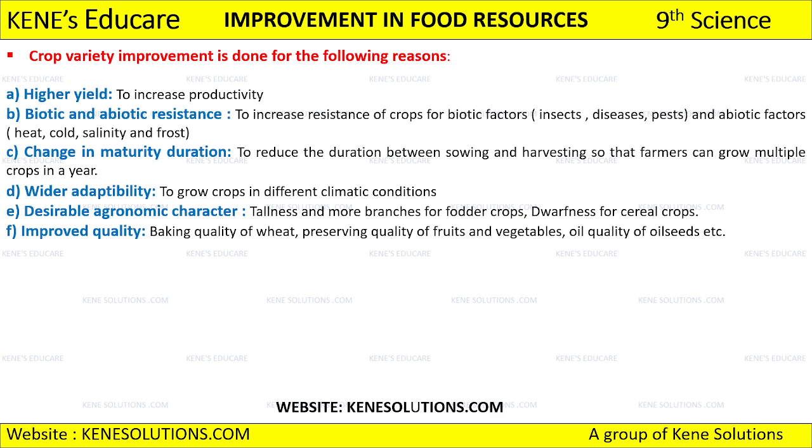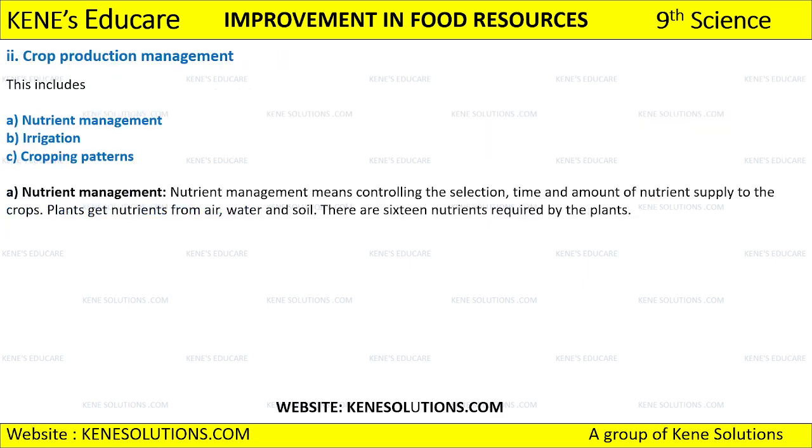Then after that, we discussed crop production management. So that includes, the first thing that we have is nutrient management. Secondly, we have irrigation, and lastly we have the cropping pattern, right? So we have already discussed what exactly comes under nutrient management. Then we discussed irrigation as well, but on this slide, as you can see, nutrient management has been given in detail, right? So I want you all to please go through this slide.